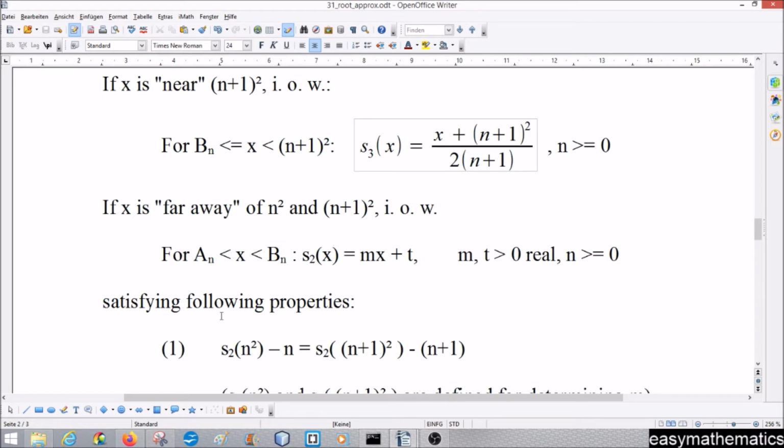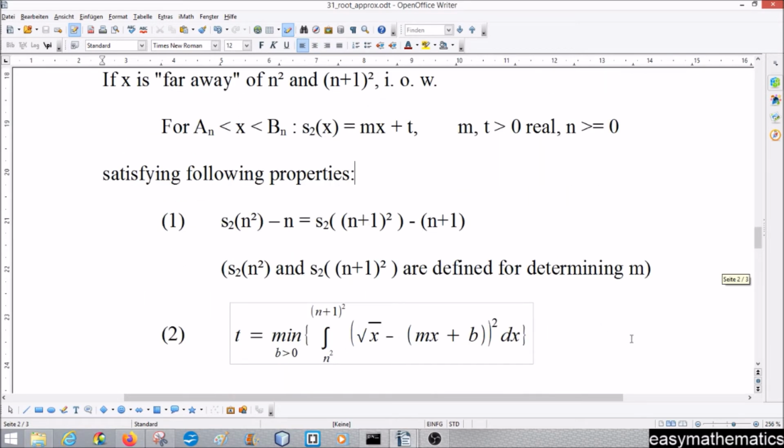And this line satisfies the following two properties. The first one: s2 of n squared minus n equals s2 of (n plus 1) squared minus (n plus 1). Here I should say s2 of n squared and s2 of (n plus 1) squared are defined for determining n. So n squared and (n plus 1) squared are not in this interval, but for getting n we can use this.